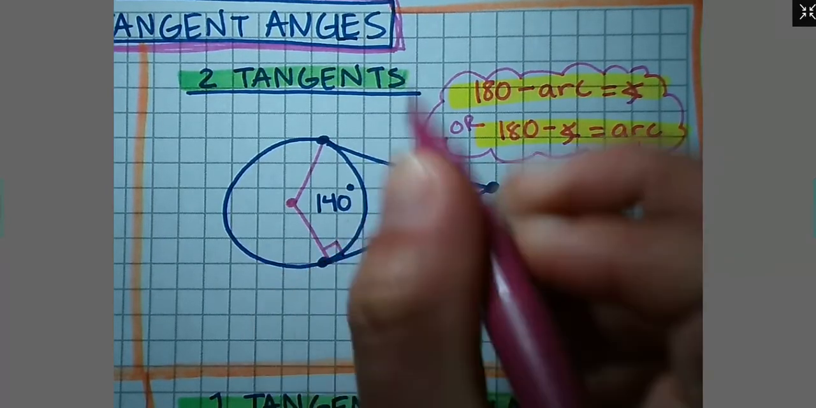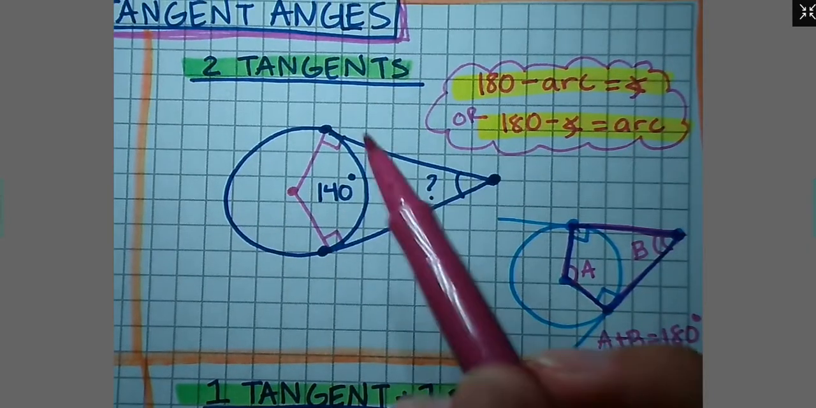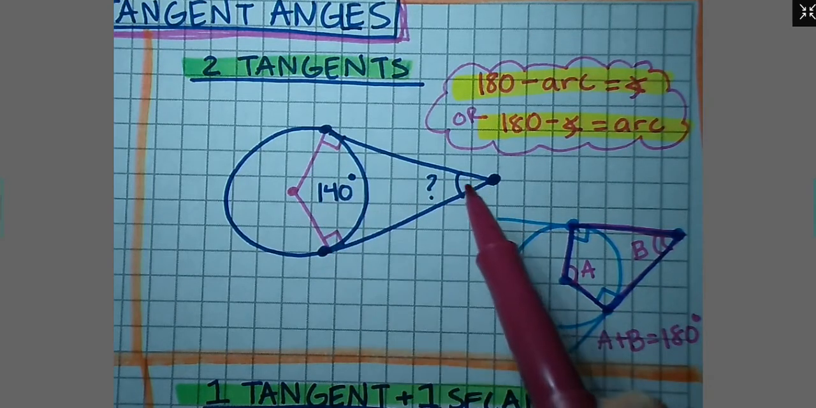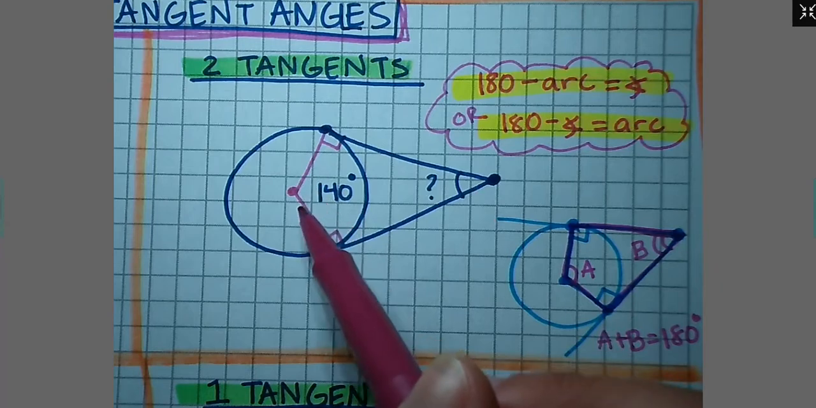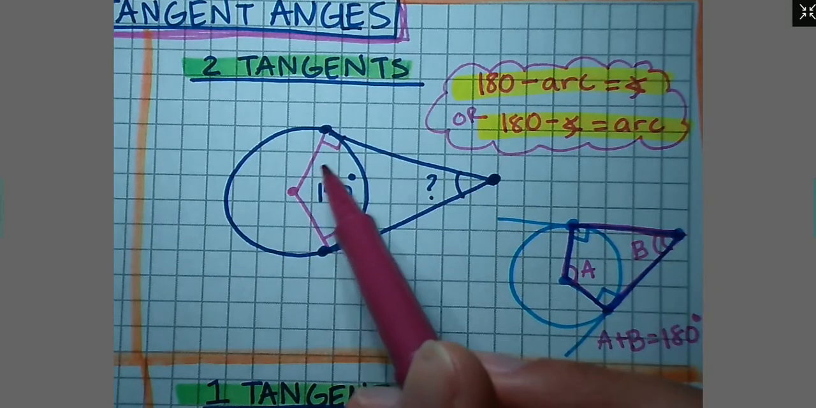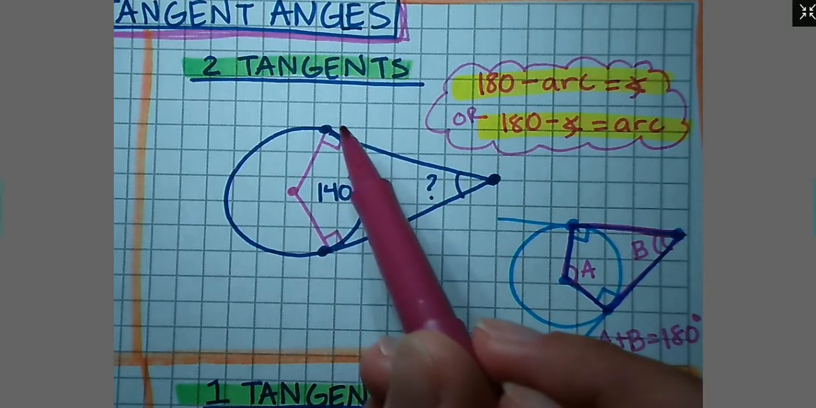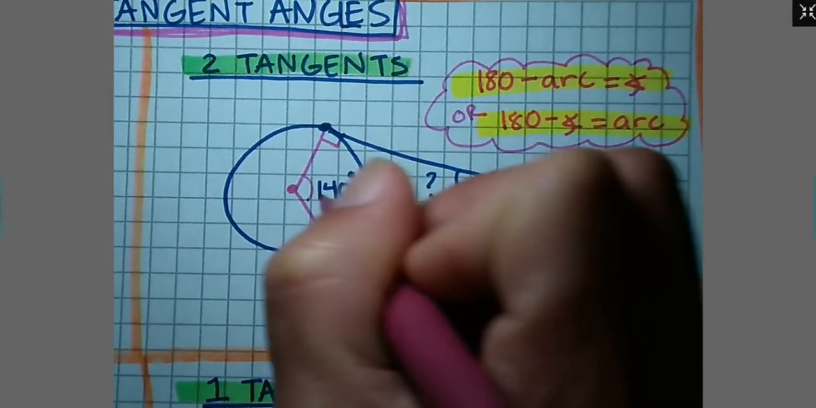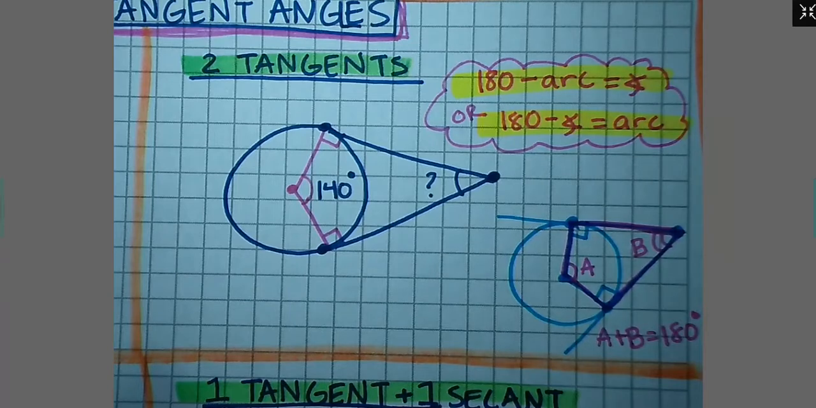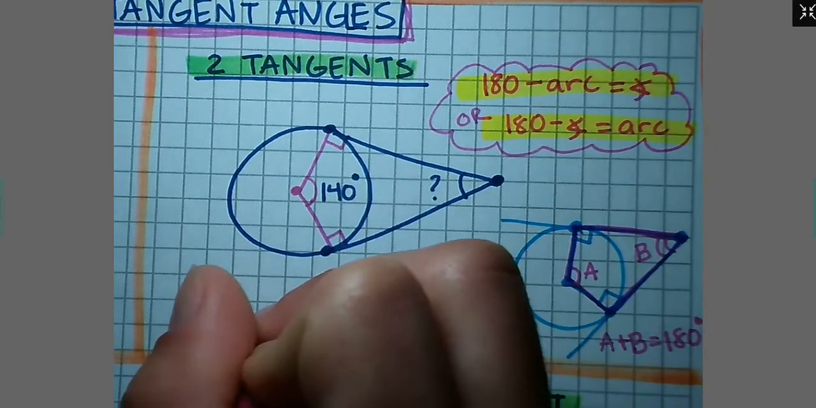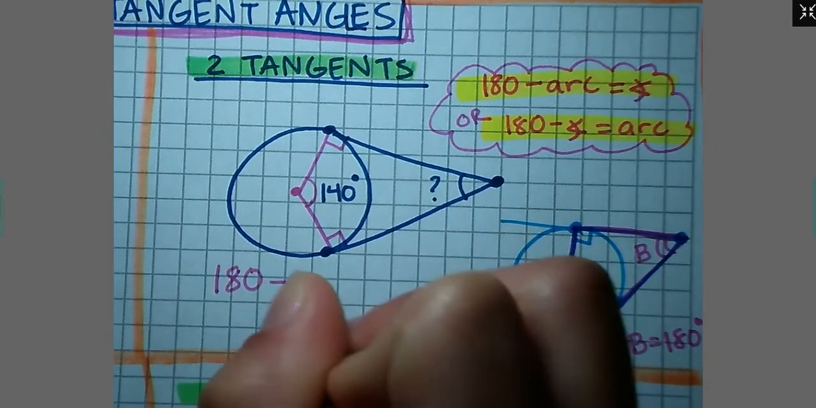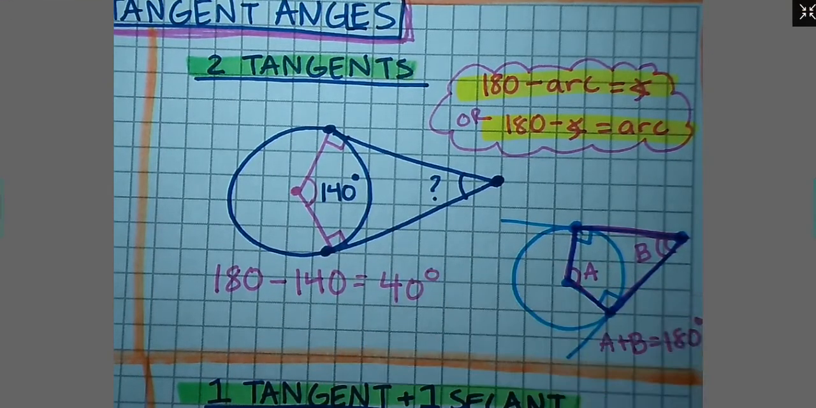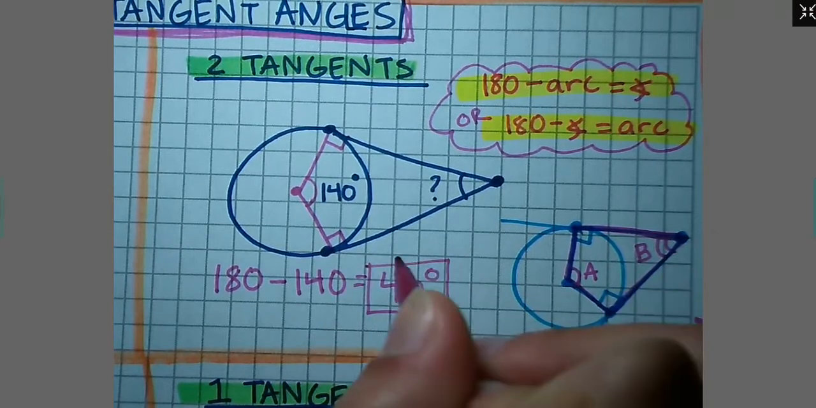Remember, these are 90-degree angles here. And now we can say, all right, well, since this angle and this angle have to add up to 180, and this is a central angle here, that means that the central angle is going to be the same as the arc. Since this arc was 140 degrees, that means this angle is also 140 degrees. And now we can find this angle on the outside by saying 180 minus 140 equals 40 degrees. Okay, so that is our answer here.